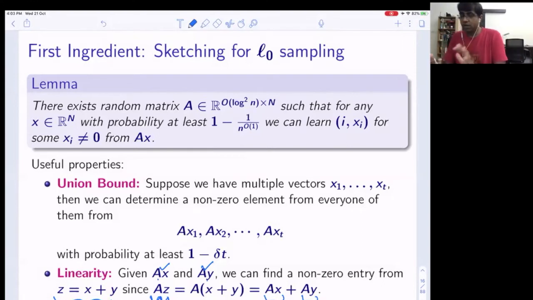So forget about the proof. Is the statement of the lemma clear? And what all things can we use it for? Okay, so this was the linear algebra part that we need for our connectivity sketch.